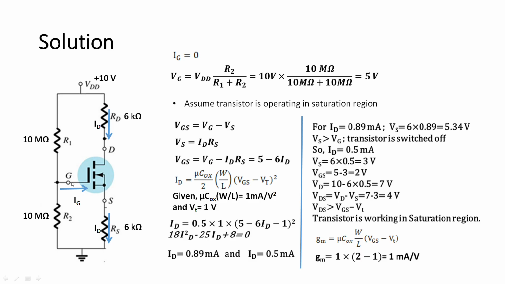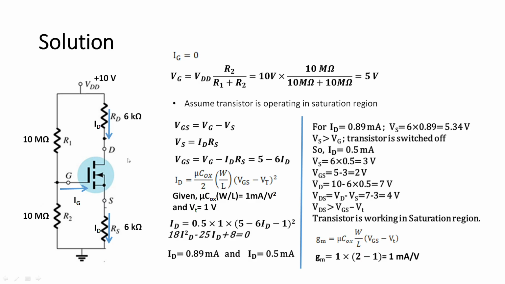The gate terminal is separated by dielectric material from source and drain. So gate current is 0. So we can write Ig equals 0. These R1, R2 are dividing the supply potential 10 volt. So at the gate terminal we can find Vg equals VDD into R2 by R1 plus R2. That means Vg will become 5 volt.